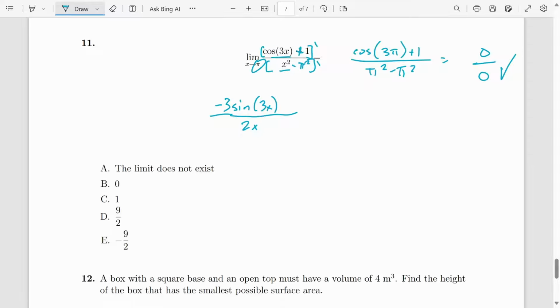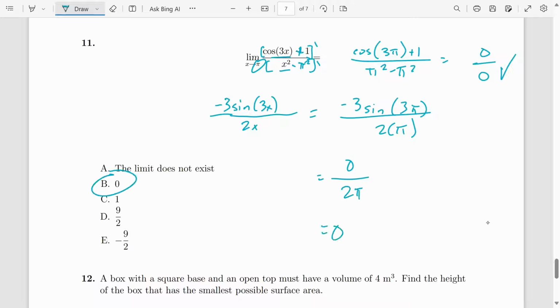And now when we plug in pi, we get -3 times sine of 3 pi over 2 times pi. Now sine of 3 pi is the same as sine of pi, and sine of pi is 0. So on the top we've got 0, and on the bottom we've got 2 pi. And this just equals 0. So I think the answer choice they wanted was B, but they messed up so many things in writing the problem that it ended up being bogus anyways. But in the example problem that I gave, where this is a plus and there's a minus pi squared on the bottom, the answer choice would be B.